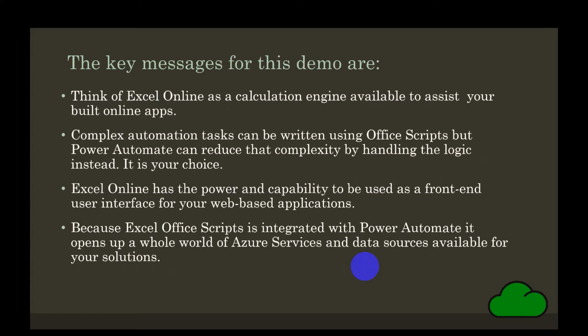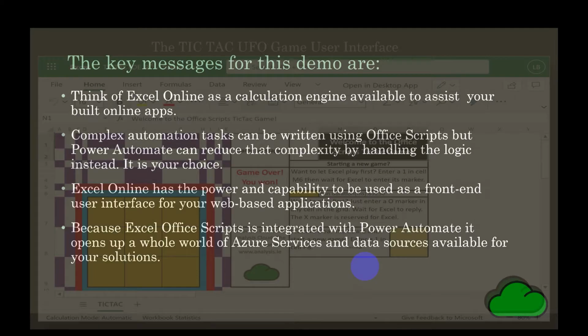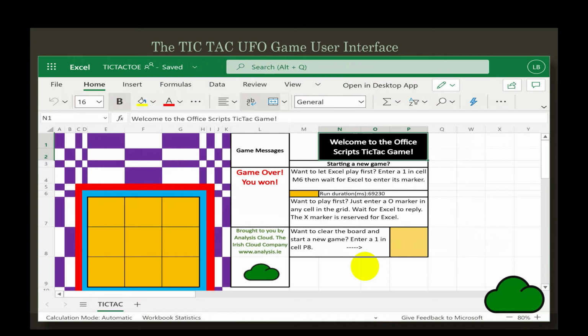Let's have a look at the user interface. So here we can see in the worksheet called TicTacToe, the options available to us are: you play first by placing a marker in the grid, Excel plays first, or you can clear the board and start a new game.